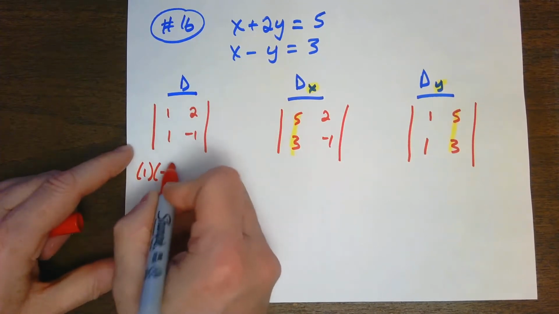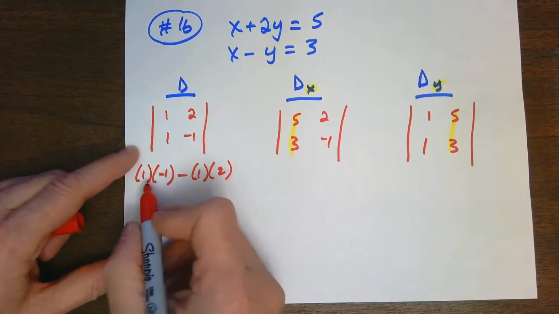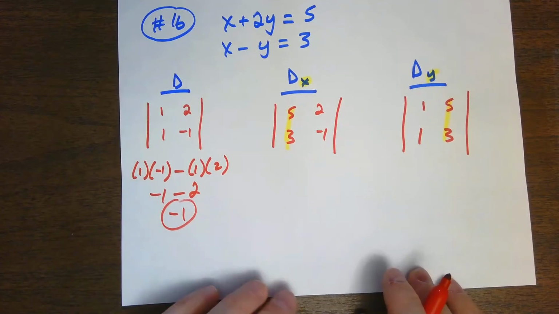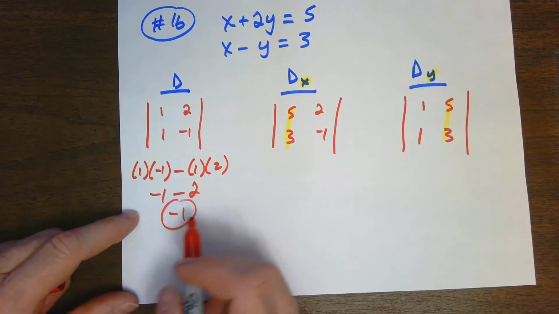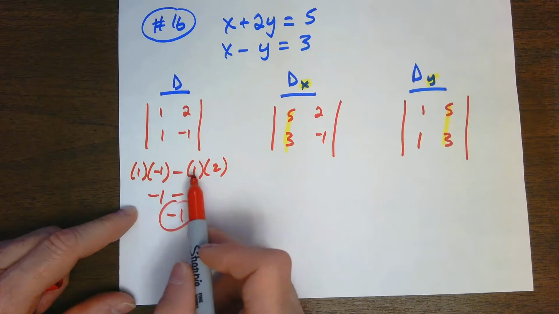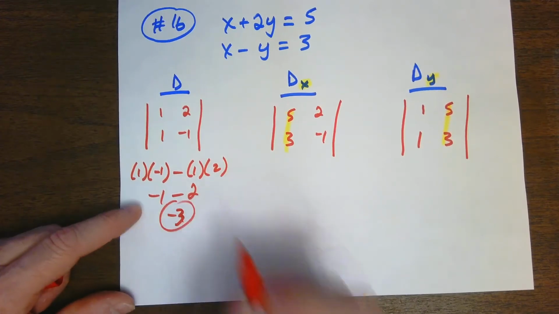1 times negative 1 minus 1 times 2. Negative 1 minus 2 is negative 1. There's my first determinant. Oops. Oh gosh, what a silly mistake. Did you catch that? 1 times negative 1 is negative 1. 1 times 2 is 2. Negative 1 minus 2 is negative 3.